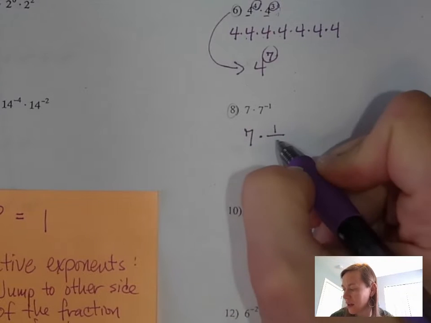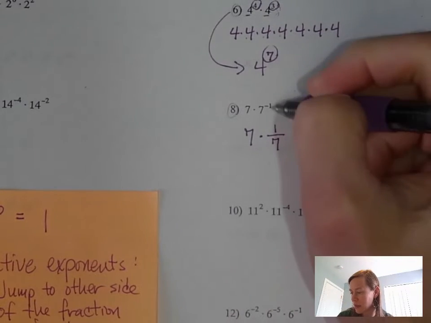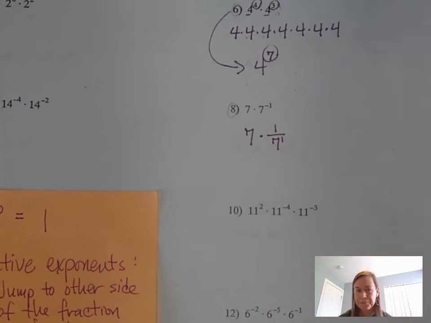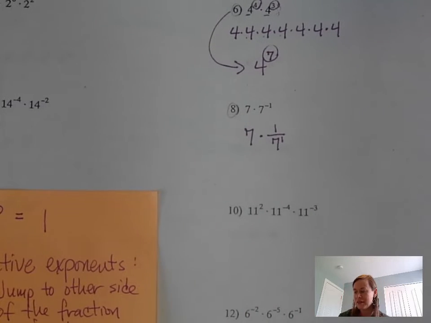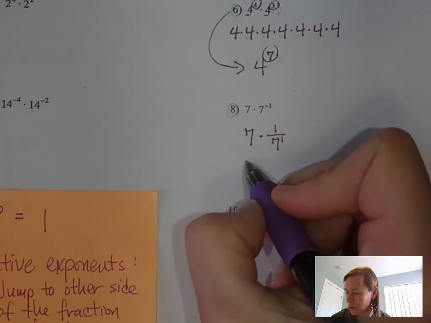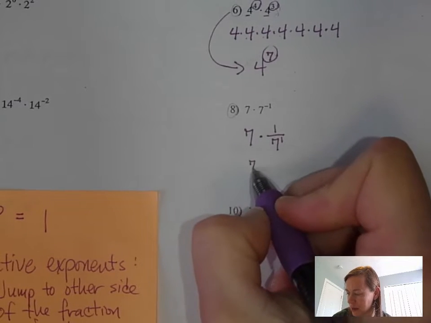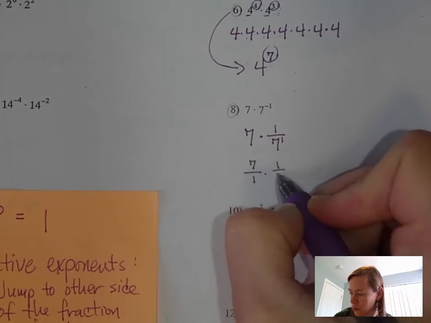That means we need to put it under the fraction bar, and then we can make it a positive 1. Okay, so now we have 7 times 1 over 7. Let's do the math on that. We can kind of rearrange this. This 7 can be rewritten as 7 over 1 times 1 over 7.